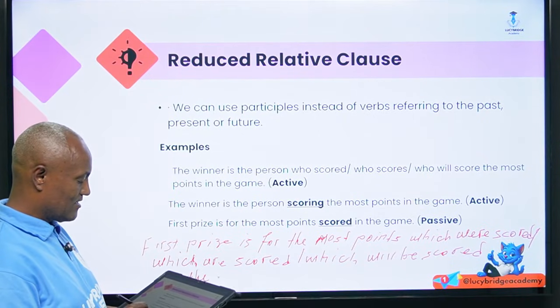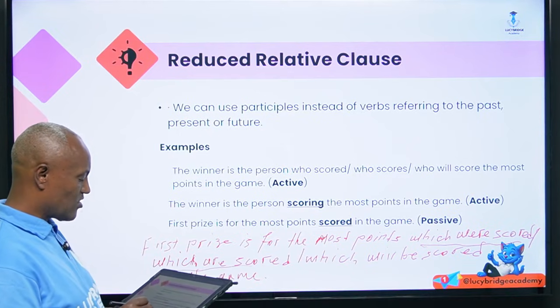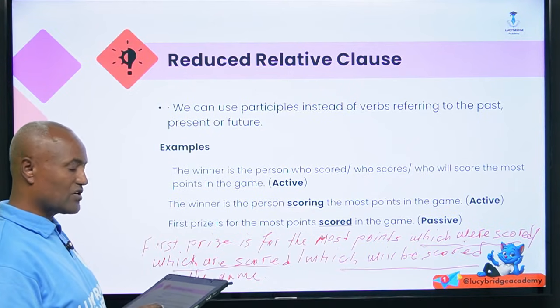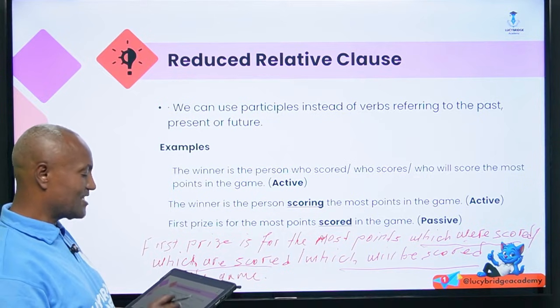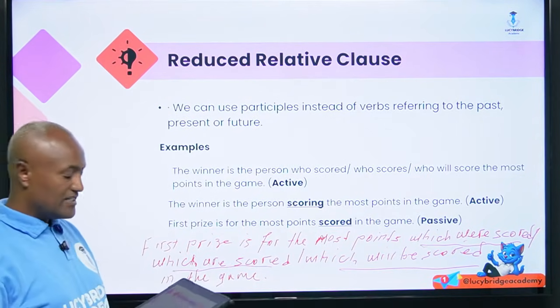This must be the sentence. Therefore, look: which were scored, which are scored, which will be scored. Which were scored is simple past passive, which are scored is present passive. Which will be scored is simple future passive.